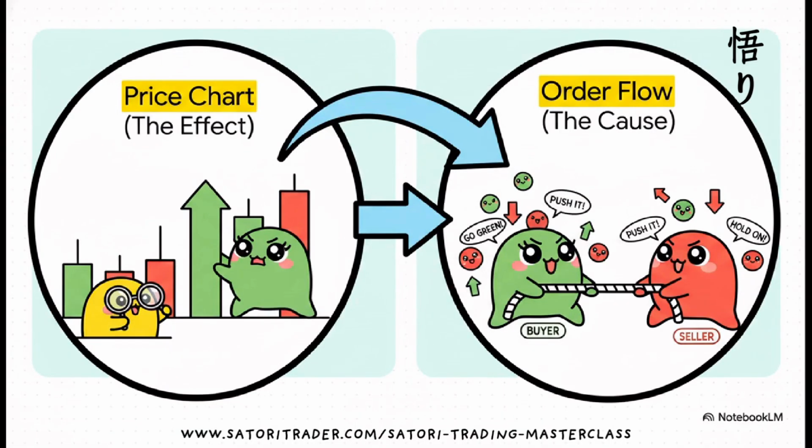And what's so cool about this slide is the total shift in perspective it represents. A price chart? That's just a history book. It shows you the effect of all the buying and selling that already happened. Order flow, on the other hand, shows you the cause. You're watching the auction in real time, seeing the supply and demand that's about to become that history.